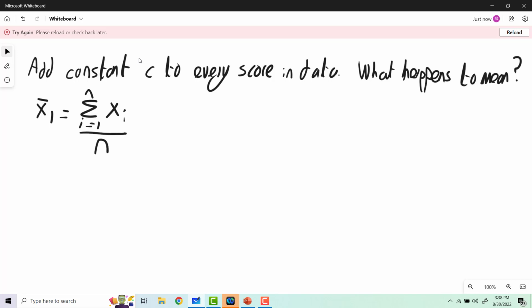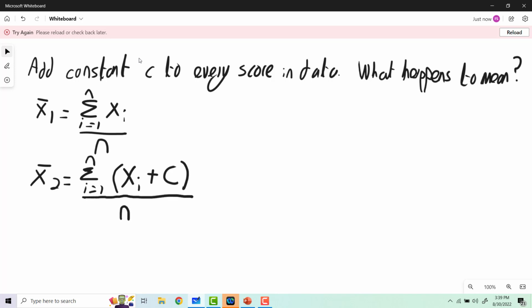Now we define x bar 2 as sigma i equals 1 to n. And now we're adding c to every single value in the data set. We're still dividing by n. We've not changed the number of values, we just added c to it.